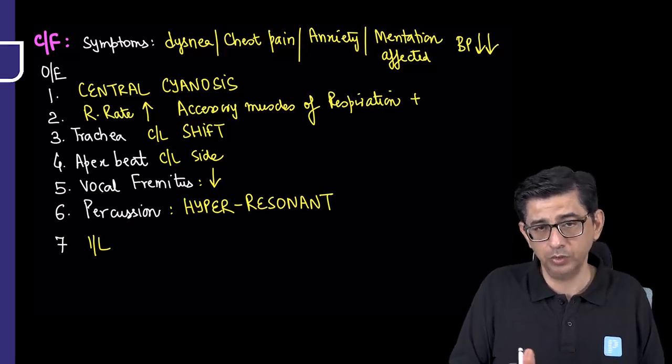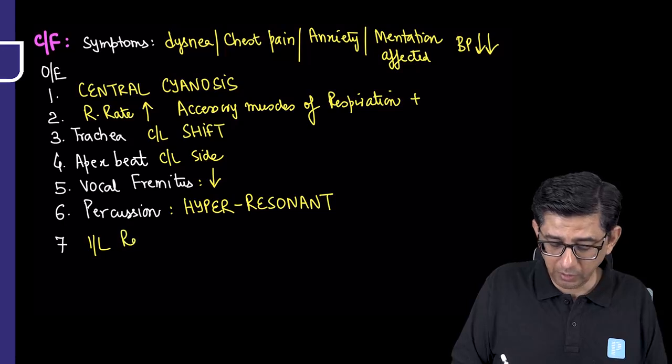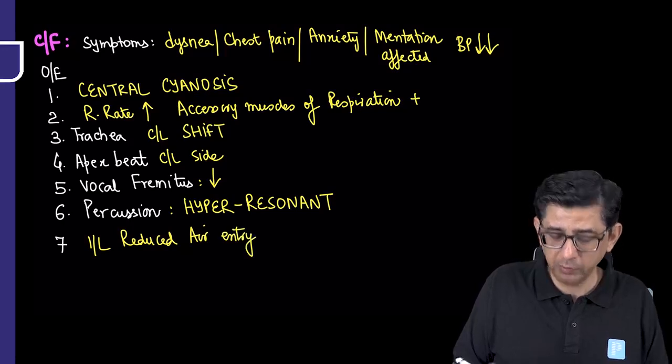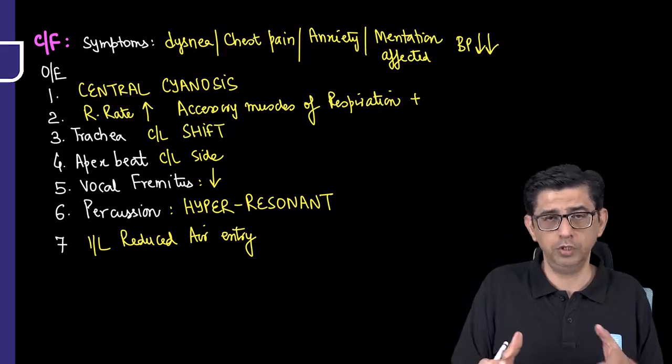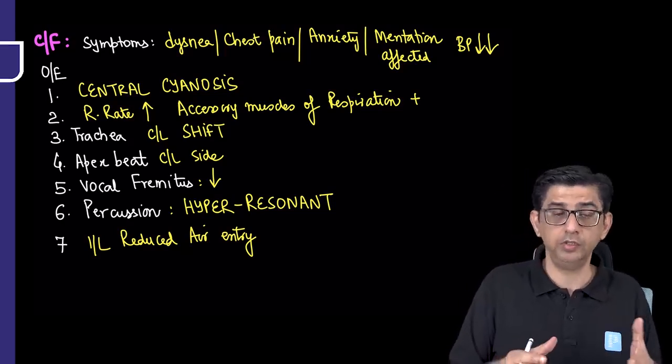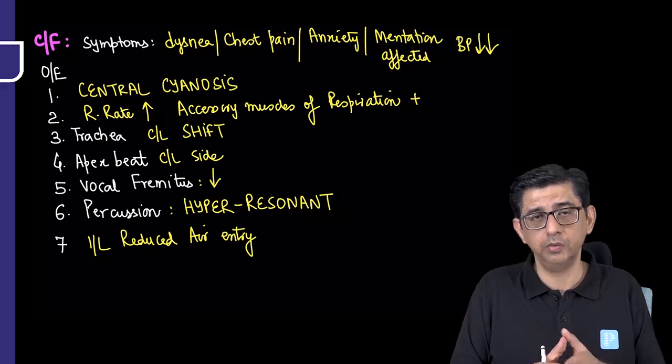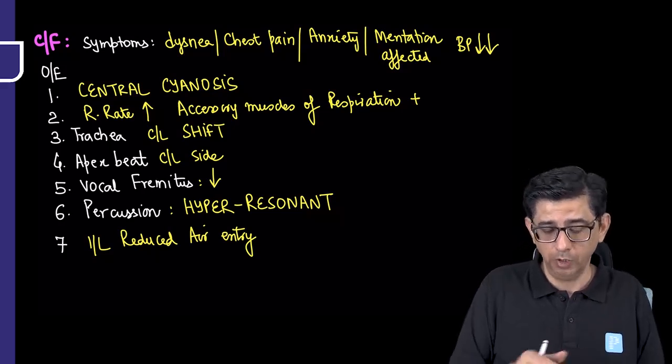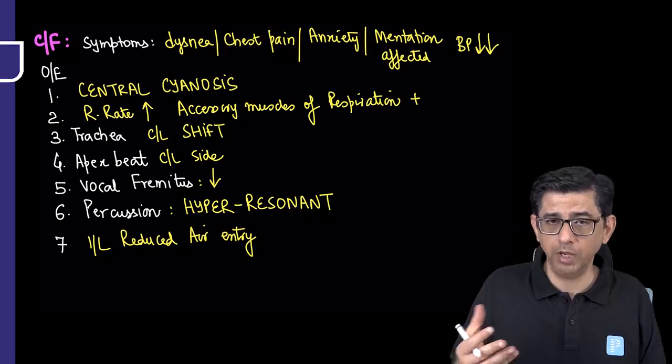Apart from this, when you auscultate on the side where the injury is present, on the side that there is a pneumothorax, there would be ipsilateral reduced air entry. Now, when I'm writing point number 7, you will notice that point number 7 is described even in pleural effusion. In pleural effusion, there is water over the lung. Here, there is a lot of air that is squeezing on the lung.